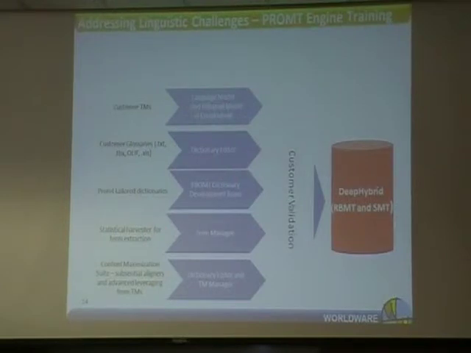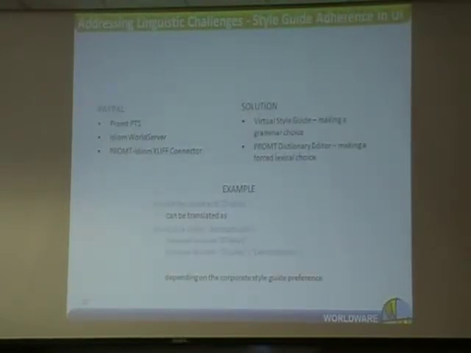Now what I wanted to talk about is how the deep hybrid engine can, and I believe it still ties into the internationalization domain, because it's still about making locale-specific choices on the global content. Like here, for example, using a PayPal example, here is the environment of PayPal, translation server, Idiom WorldServer, and the connector. We deployed something called virtual style guide that's making grammar choices on the client's behalf, and then the dictionary editor, that's the only place where the system is allowed to make a forced lexical choice.